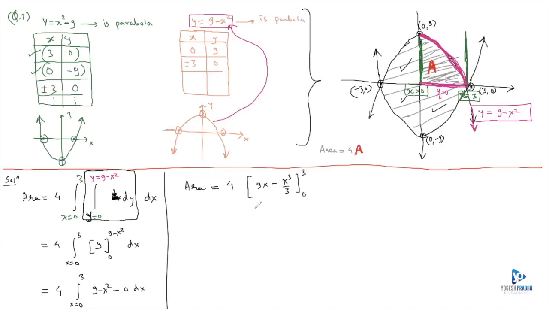Yeah. 0 to 3, 4. 9 to 27 minus 3, minus 0. Okay, so you get 4 times 27 minus 9. What is 27 minus 9? 18. 18 times 4, 72. Is that correct? Yeah. That's the answer.